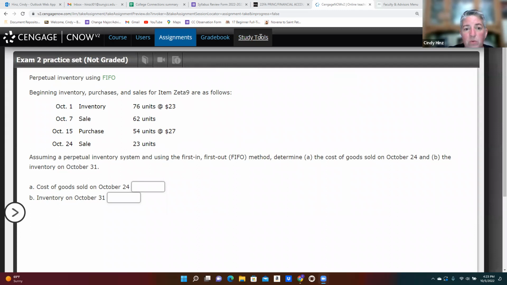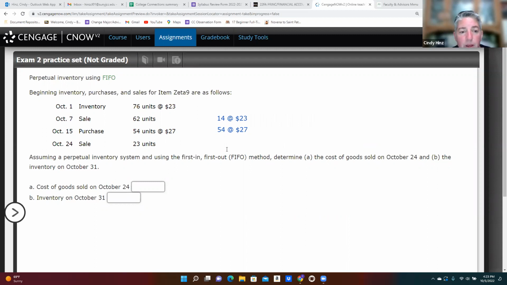I'm just going to put some notes over here on the screen. So we had 76 at $23. We sold 62. That means we have 14 left at $23. We then bought 54 more at $27, so we'll add those to our inventory. And then we sold 23. So now we have these two layers of inventory and we have to figure out which ones we sold.